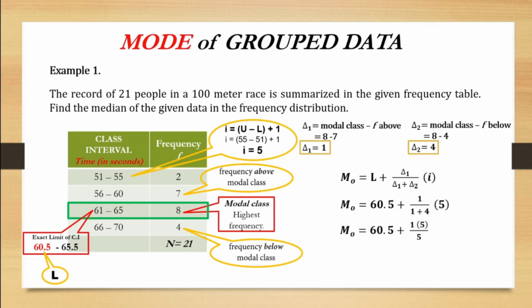Then, let us simplify further. We have 60.5 plus 1 times 5 divided by 5, which is equal to 60.5 plus 1. Then the mode is 61.5.